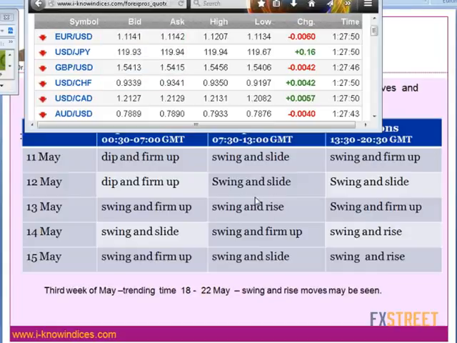Otherwise, wait till tomorrow, let them settle, and then try to take a buy, especially as the European and the US session slide will be stronger. At that time, you can take a buy. Then later on, you can just wait for the market to go up. So that is why I'm giving you the full week forecast.